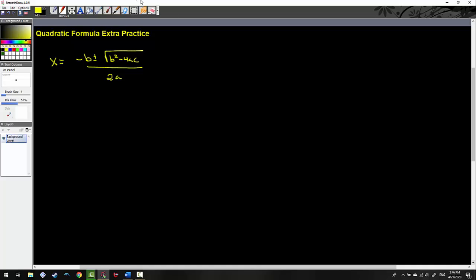Now remember, the quadratic formula is nothing threatening. It's just another way to solve for a quadratic equation. And remember, your basic quadratic equation will always be ax squared plus bx plus c equaling 0. And so what we're going to do for each of these problems is we're going to identify a, b, and c, plug them into the formula, and then simplify. And that's really all the quadratic formula is meant to do. And so let's go and take a look at an example real quick.